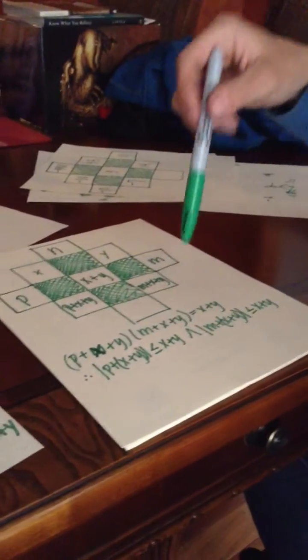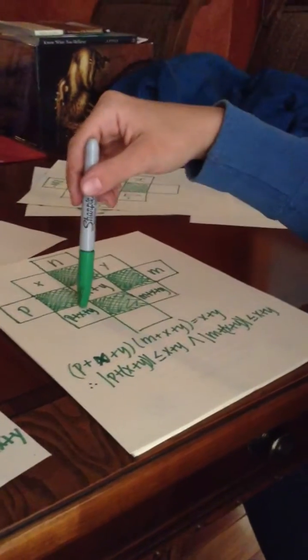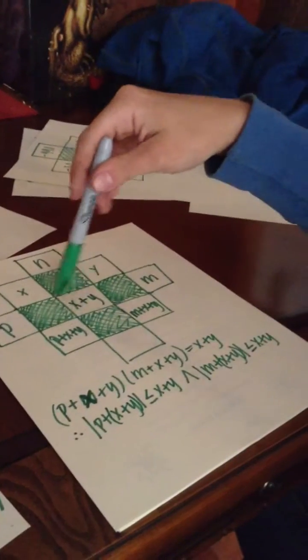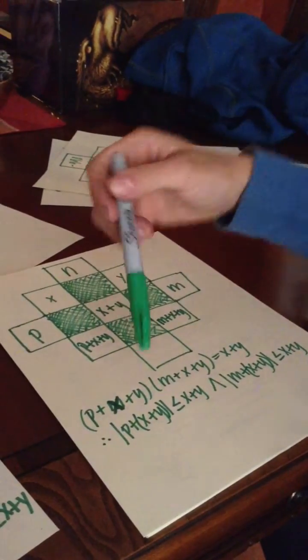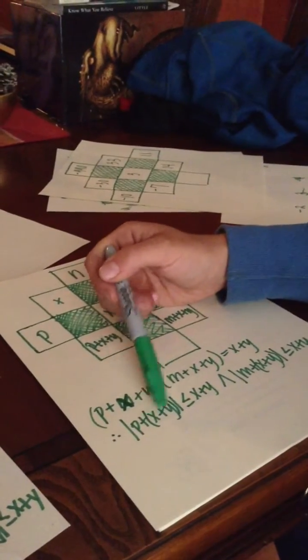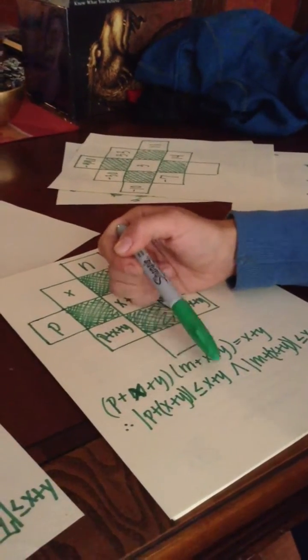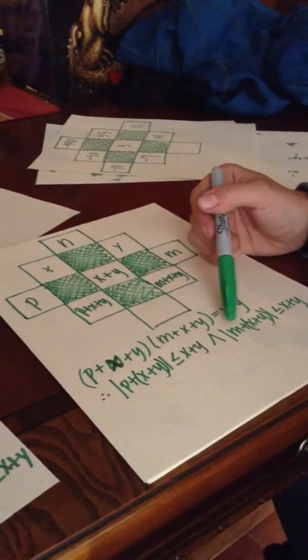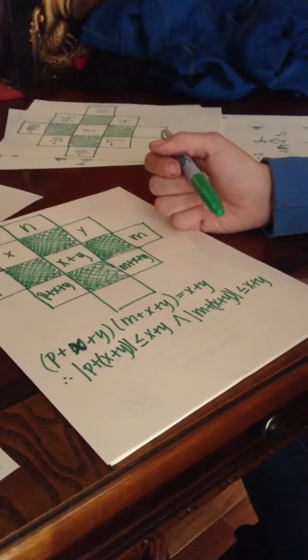And we said that because this divides this term and m plus x plus y divides this term, we know that the absolute value of p plus the quantity x plus y must be less than or equal to x plus y, and likewise the same thing for the other half.